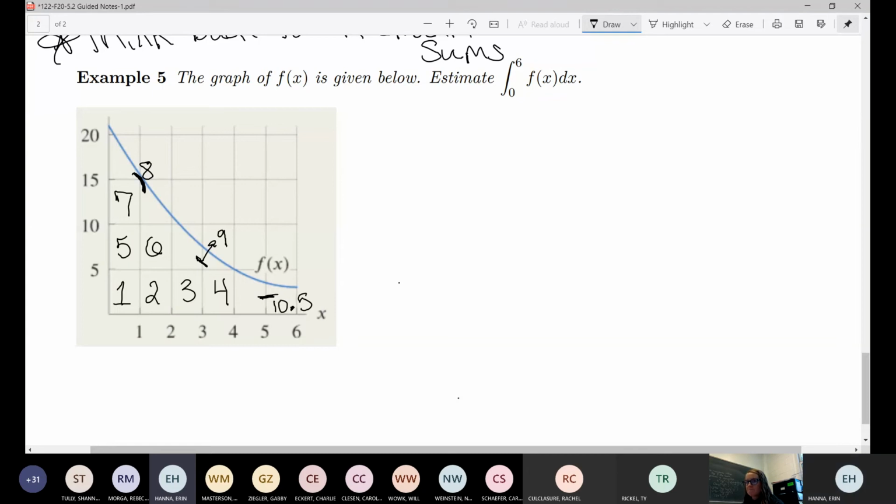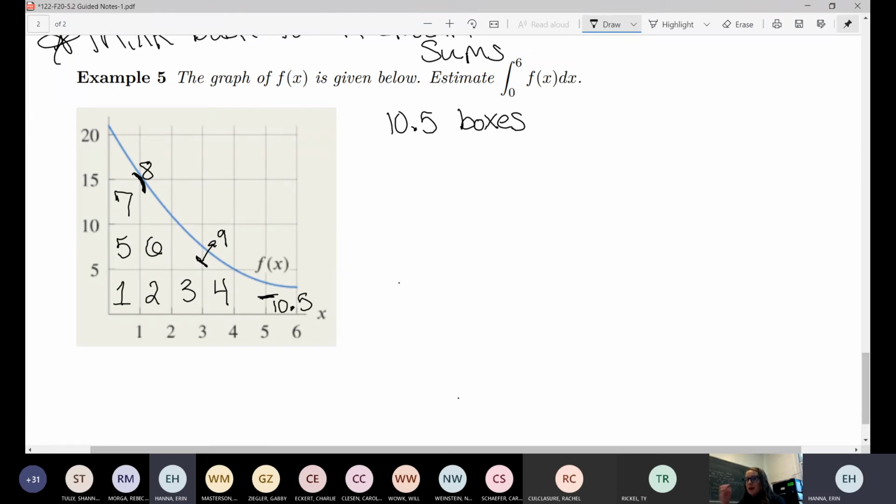Okay. Any questions on that? I'm trying to count the number of boxes that I have underneath of this function. And again, I'm estimating it. It doesn't have to be perfect, but I counted the actual full boxes and then I tried to piece together the remaining ones into more boxes. Now, we have 10.5 boxes. That doesn't mean that our answer is 10.5.